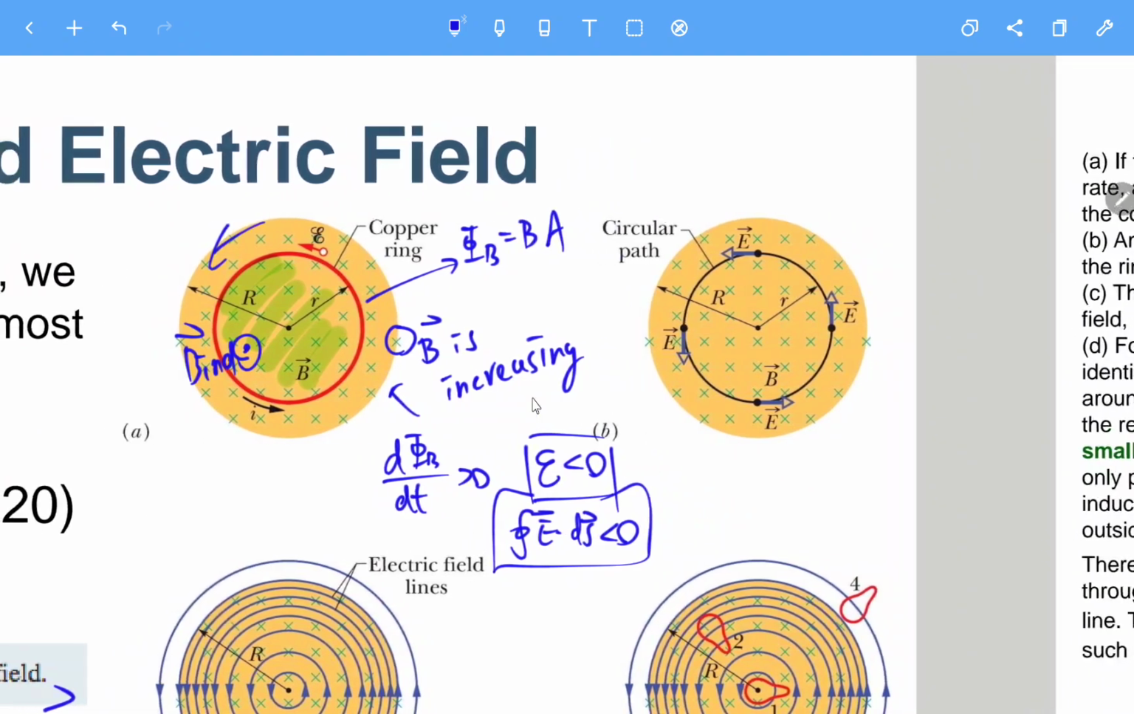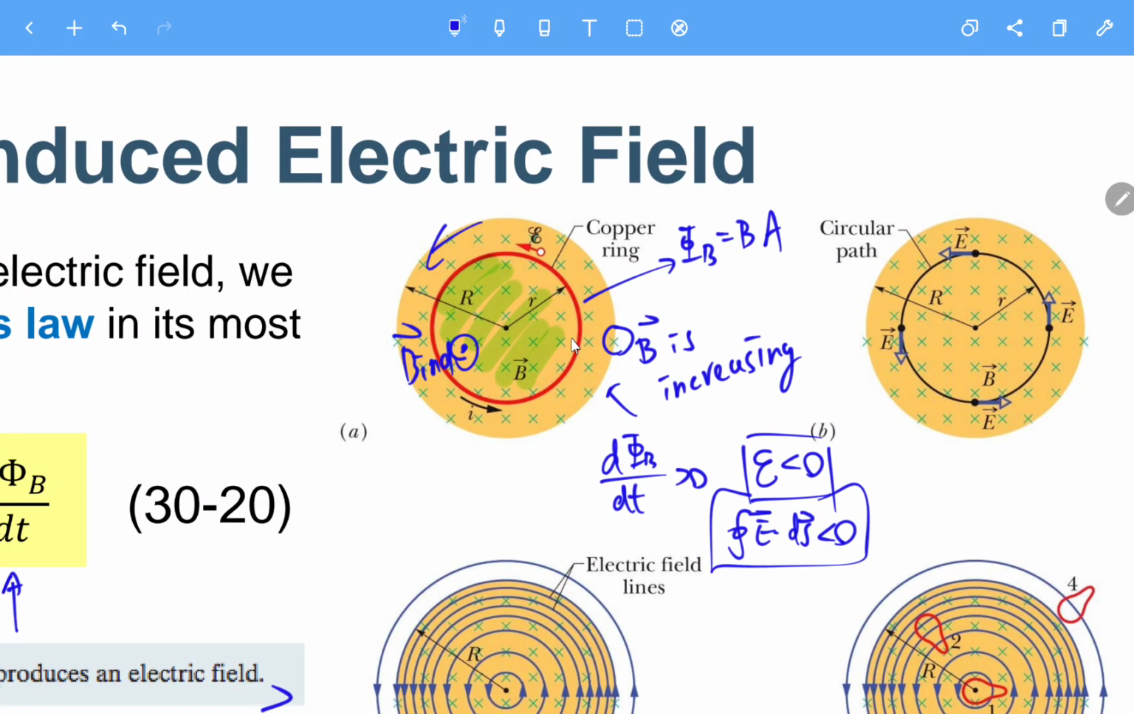And it also means that the E fields are counterclockwise. Along this circle, the E field on the left side is pointing downward, and the E field at the bottom is pointing to the right side, and so on and so forth. So these E fields are counterclockwise.